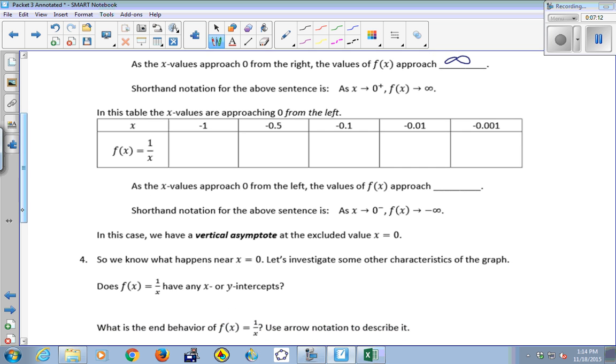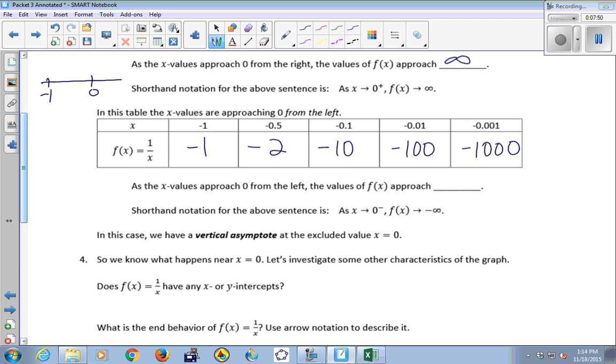Okay, I'm going to do the same thing, but this time I'm going to approach 0 from the left. So if you picture a number line, here's 0. I'm going to start at -1 and get closer and closer to 0 from the left side of 0. So what do you get if you plug a -1 into 1 over x? -1. 1 over -1 is -1. What if I plug in -1/2? -2. -0.1 will give me -10. -0.01 is -100. And -0.001 is -1000.